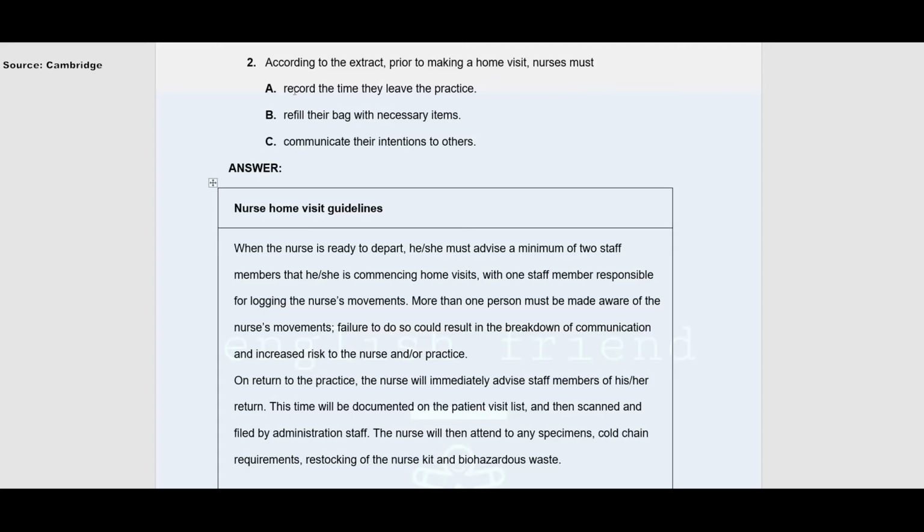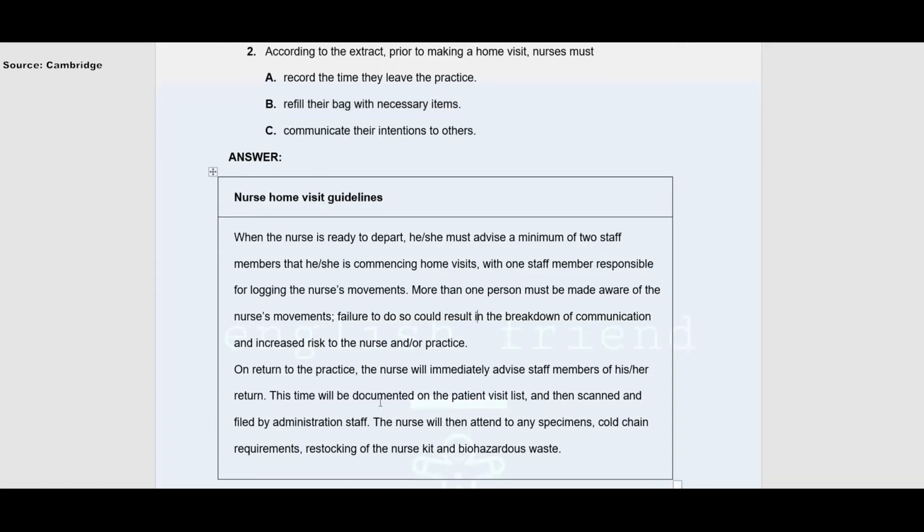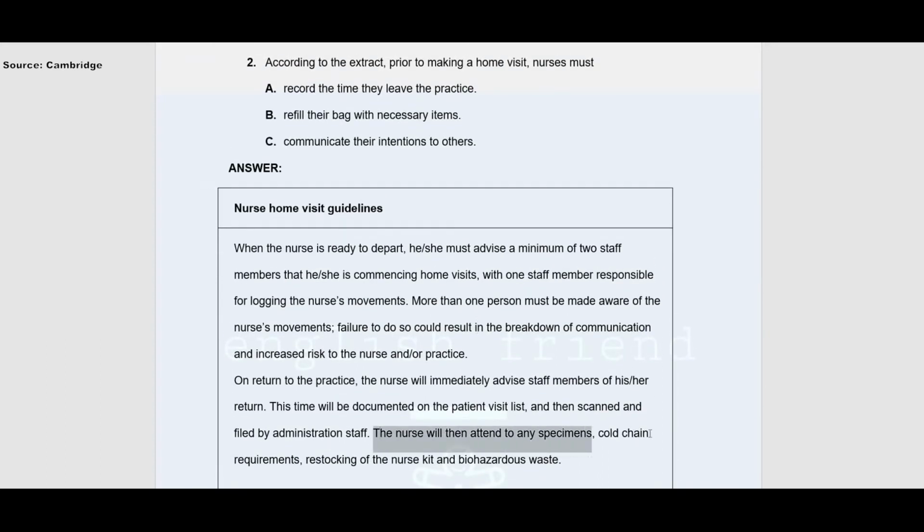Now let's go through each and every option. Option A, record the time they leave the practice. That is kind of thing that should be done by 1 staff member. Here you may see 1 staff member responsible for that, but that is not the most important thing as per the text, which must be done. Option B says refill their bag with necessary items. Again, that information is not right. Here in the last line, you may see the nurse will then attend to any specimens, call chain requirements, restocking of the nurse kit, and biohazardous waste they are talking about. It's not about necessary items, or they have not given any information regarding refilling their bag with necessary items. So that is also wrong.